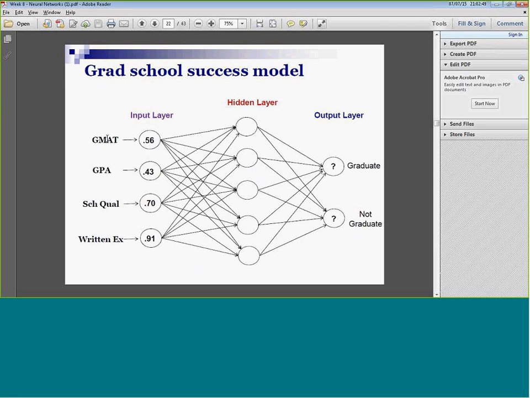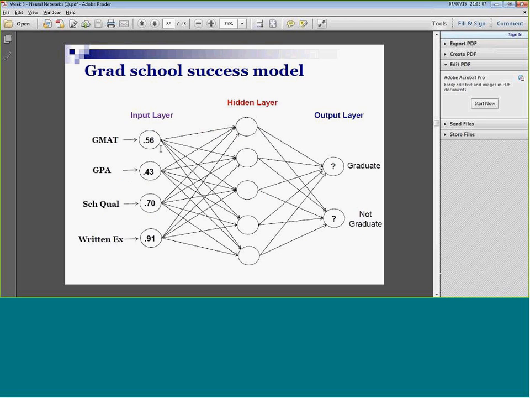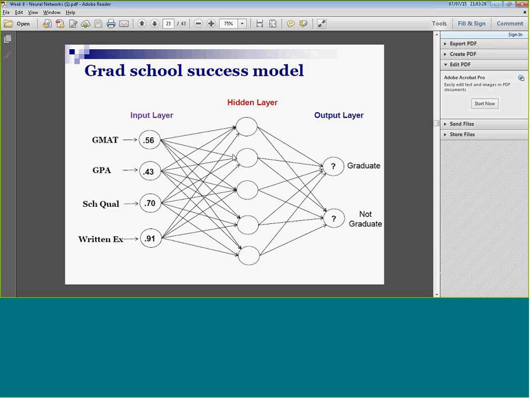So let's say we brought case 1 in, the first person from our past data set, and we've normalized his or her inputs. And here they are. What happens next? Well, these, of course, are numbers between 0 and 1. They will get pushed up to the hidden layer. The normalized inputs multiplied by random weights are pushed to the hidden layer. And remember, each input is fully connected to the next layer. So each one of these is going to send a number to all 5 of these middle layer neurons.